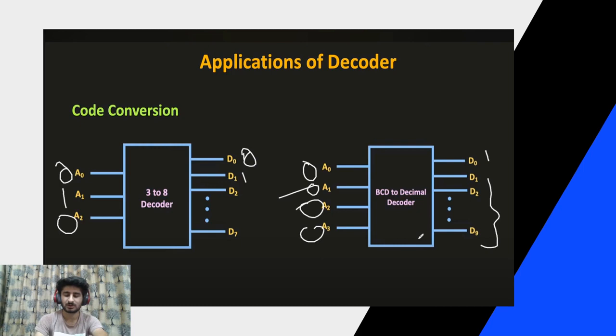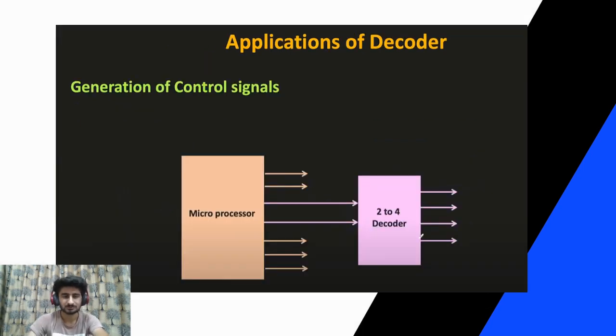Let's move forward to the next application. It is also used for the generation of control signals. It takes input from the microprocessor and gives output. Its output lines are used for controlling the peripheral devices and also for controlling the functioning of internal circuits.